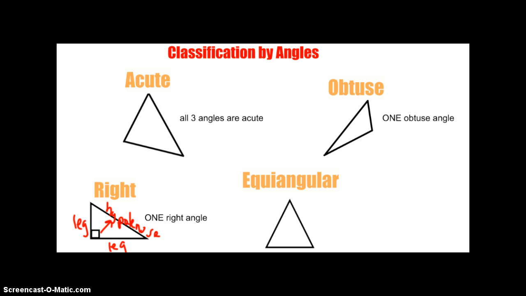And then the equiangular triangle is a triangle with three congruent angles. Those angles so happen to also be acute, which again, when we talk about the triangle sum theorem, we will see exactly how many degrees they each are. But for our purposes now, we just want to define the equiangular triangle as a triangle with three congruent angles.